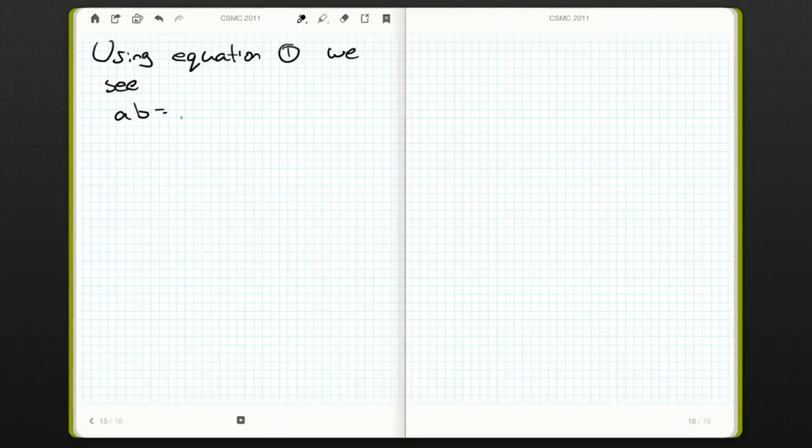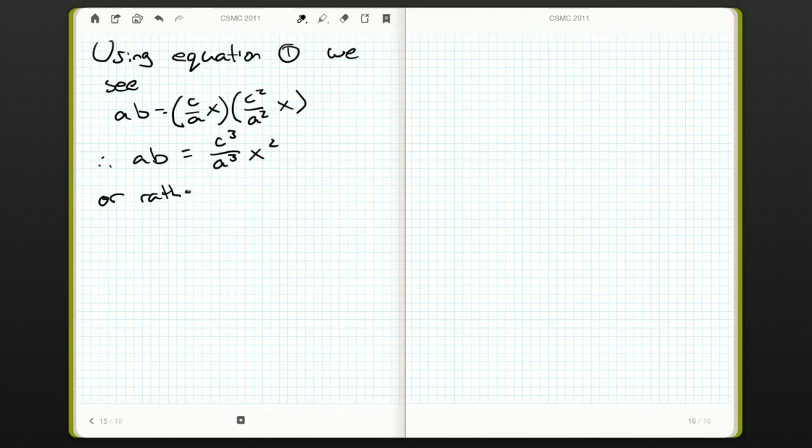So AB was Y, which is C over AX, Z, which is C squared over A squared X. And we could rearrange this. We get AB equals C cubed over A cubed X squared. A cubed over C cubed AB is X squared.